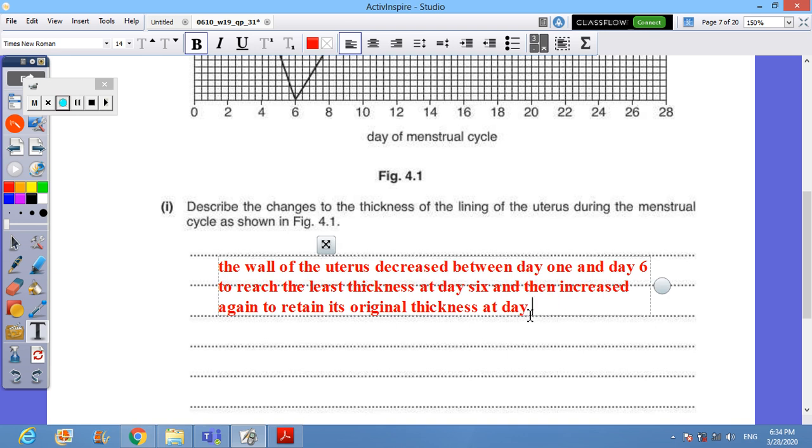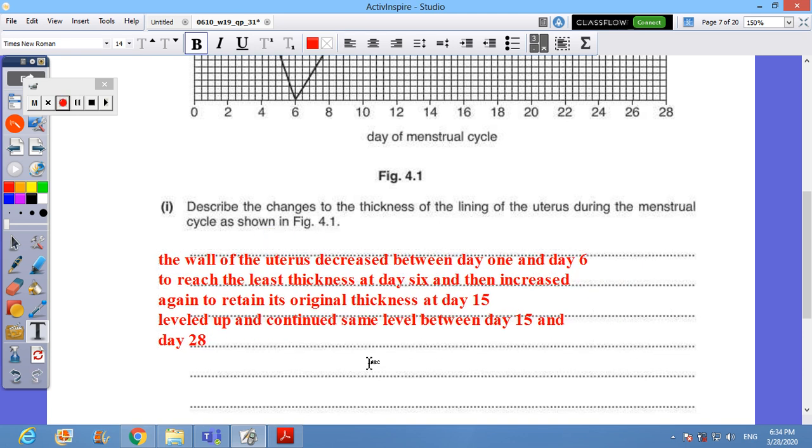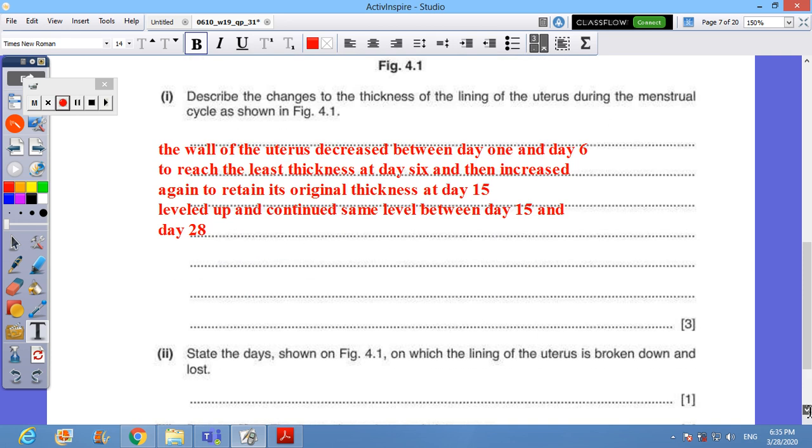Day 15. What happened next? And then it levelled up and continued at the same level between day 15 and day 28. This is a full answer, which is worthy to grant a full mark.